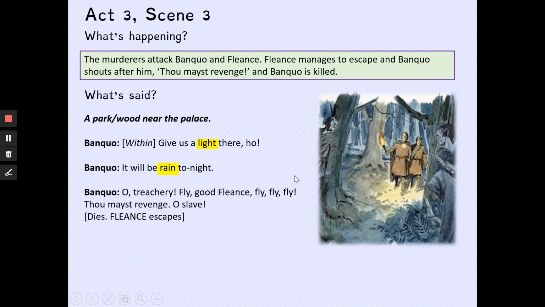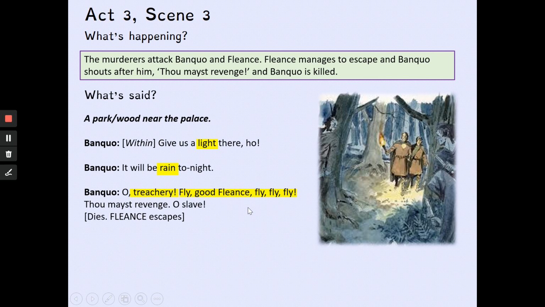Banquo's language here is really, you may notice, exclamatory. He's obviously panicking because he's about to be killed. He uses the word treachery. Okay, there's an act of treachery going on. He's been betrayed, and he knows who he's been betrayed by. He knows who these murderers are representing.